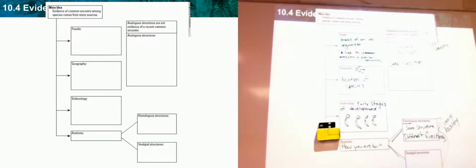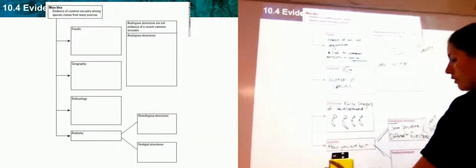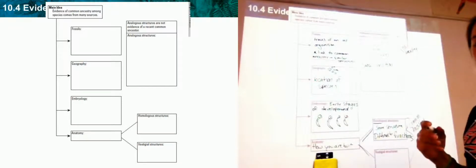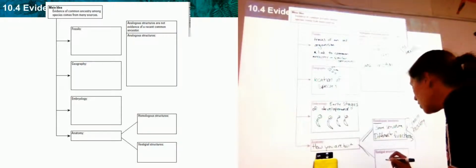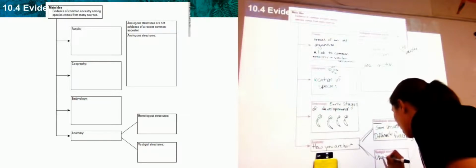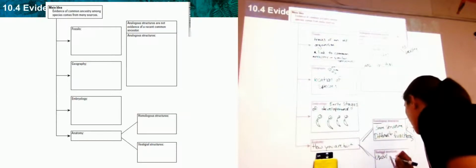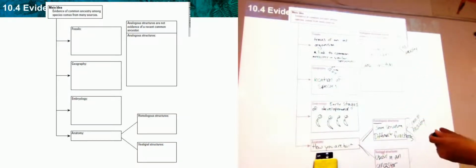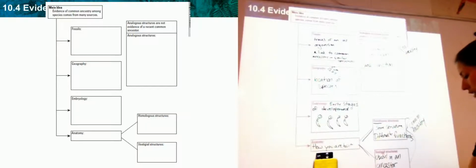And the last one that shows common ancestry would be vestigial. And vestigial is just showing you it was once useful, but is no longer useful. So, useful in an ancestor. All right, I know 10.4 is kind of vocabulary rich and it's words that we don't use a lot. So if you have questions about 10.4, make sure you ask any one of your science teachers.